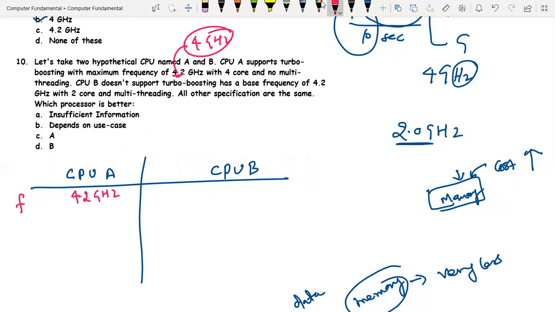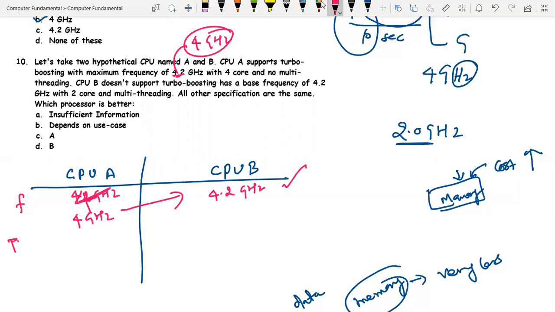Suppose it's 4 gigahertz, otherwise this answer changes. So this is 4 gigahertz, this is 4.2 gigahertz. For the time being, just suppose the frequency of A is 4 gigahertz and frequency of B is 4.2 gigahertz. So clearly here CPU B is winning because its frequency is higher.